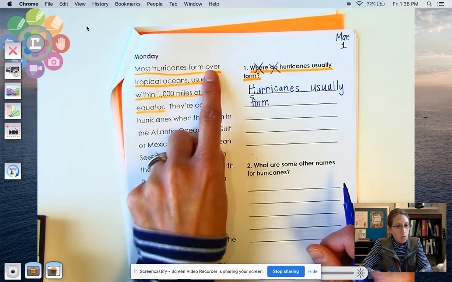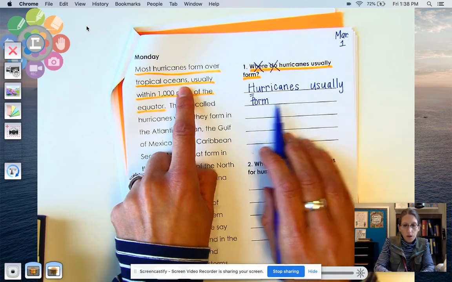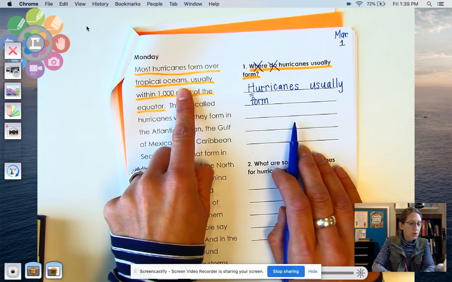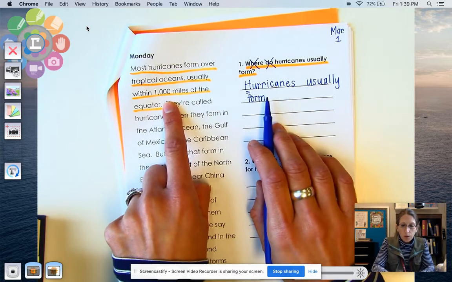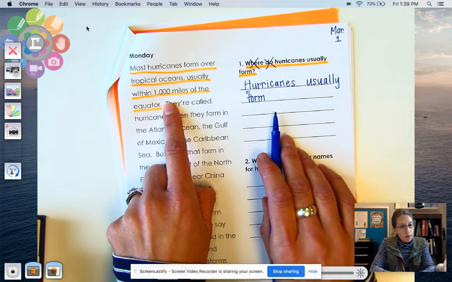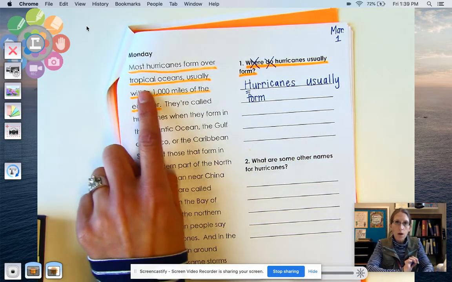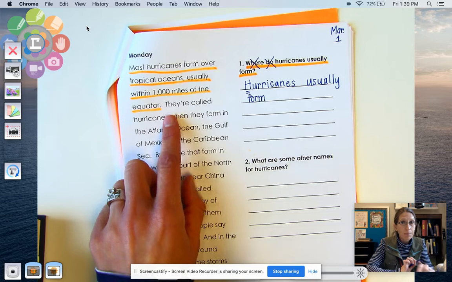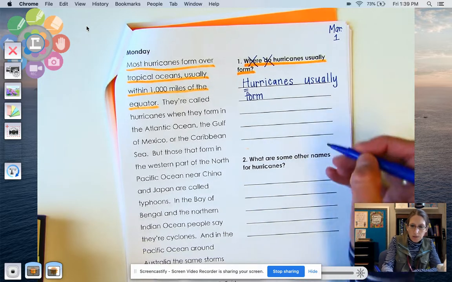Most hurricanes form over tropical oceans. So you could write, hurricanes usually form over tropical oceans, period. And that would be just fine. Or you could write this whole piece of information here. Hurricanes usually form over tropical oceans within 1,000 miles of the equator. So I will let you choose if you want to write this whole thing or just that they form over tropical oceans. But remember a period. Remember an end mark when you finish. So wherever you finish, you're going to put an end mark.